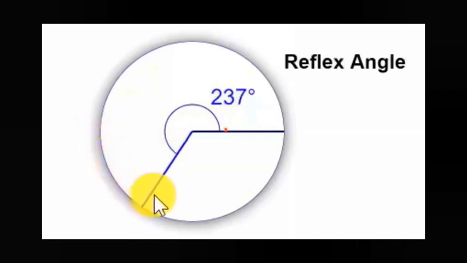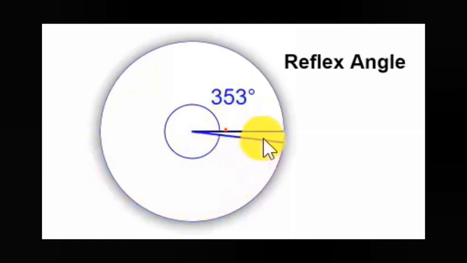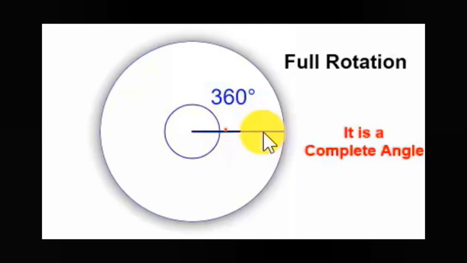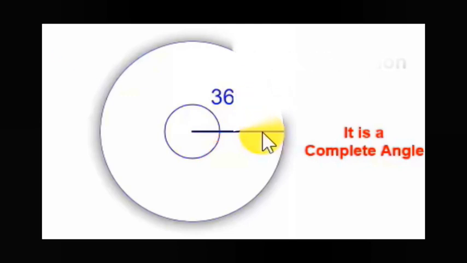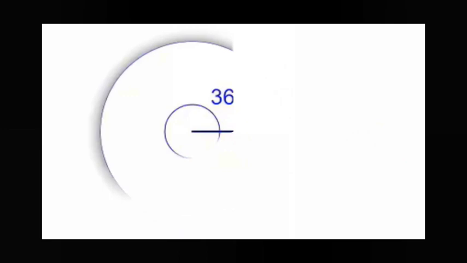After that we have the reflex angle, whose measure is greater than 180, less than 360. And finally we have the complete angle, whose measure is exactly 360 degrees. That is, the distance between the two rays is exactly 360 degrees. Okay, so these are the types which we have learned till now.